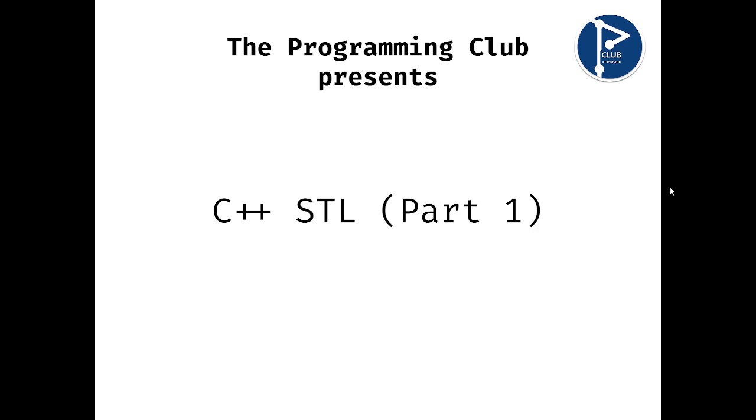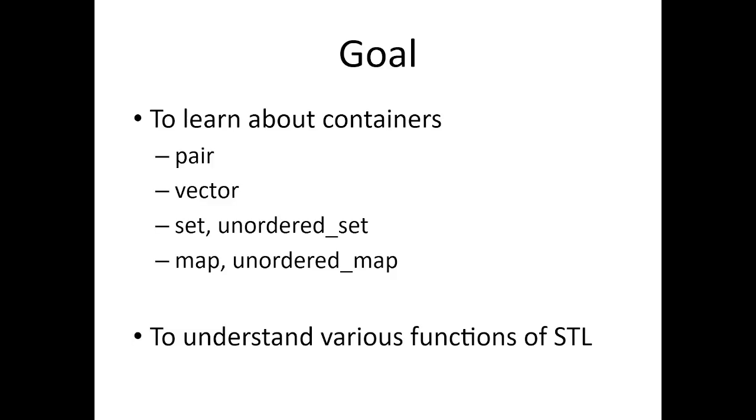STL is the Standard Template Library. It's one of the most important features of C++, and one of the reasons why C++ is so widely used in competitive programming. The goals for today will be to learn about the main containers, meaning data types that STL has. There are pairs, vectors, set, unordered set, and map and unordered map, and the various functions that we can carry out on these data types.